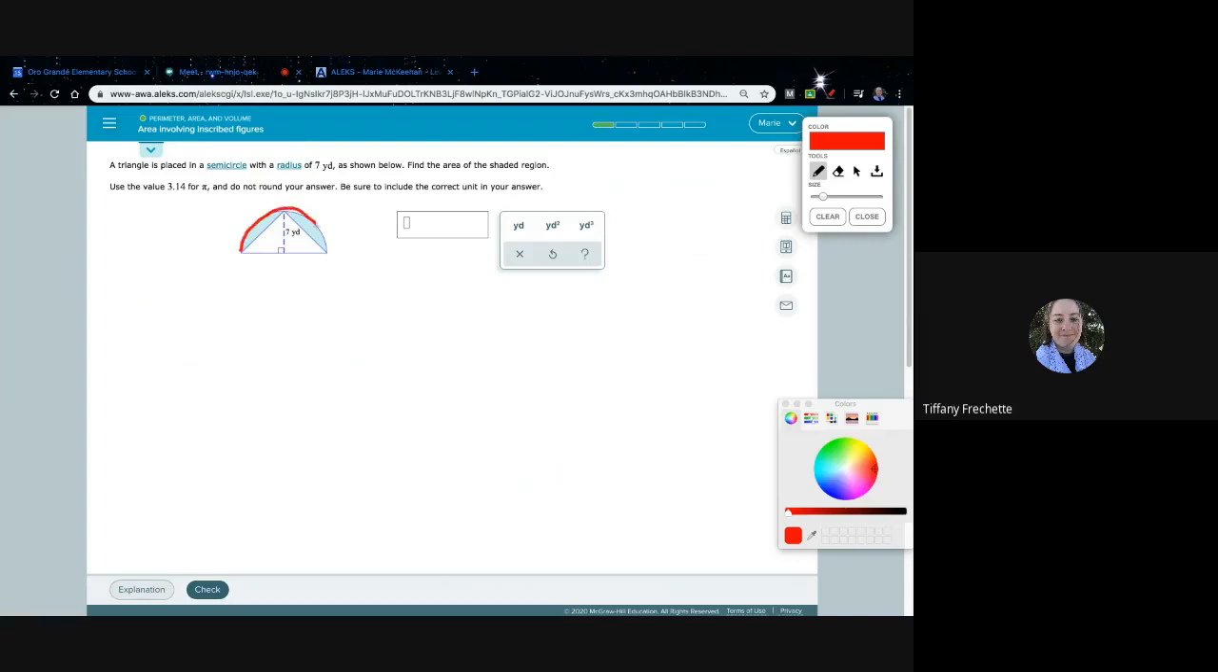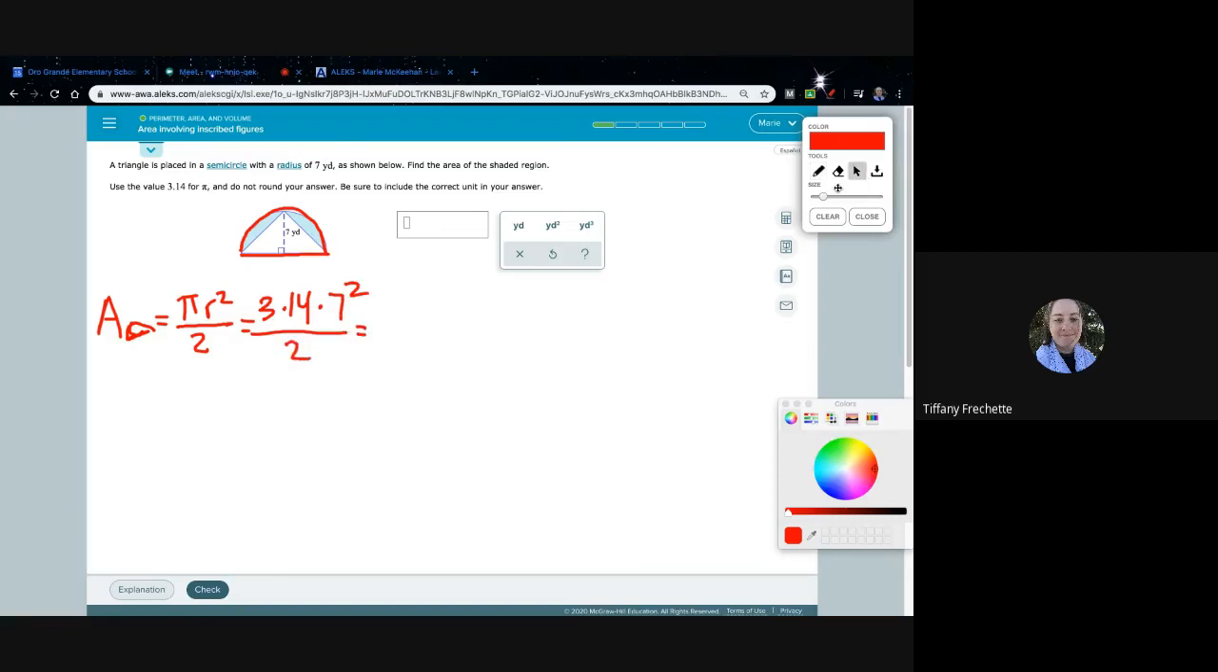Okay, so we're going back to the semicircle here. They already told us the radius. We know that it's 7. So I can already find the area of my semicircle here. So remember, it's pi r squared divided by 2. We have to go back to divided by 2 because it's a semicircle. It's half the circle. So I have pi. Oop, you know what? I'm going to change that to 3.14 because that's what they want us to use. So 3.14 times, they already told us the radius was 7, squared. And then we're going to divide by 2 at the end.